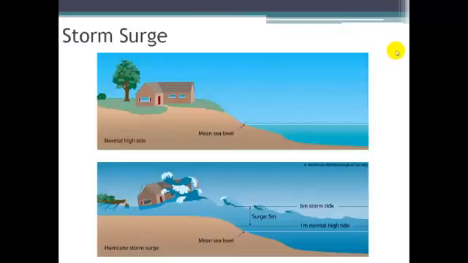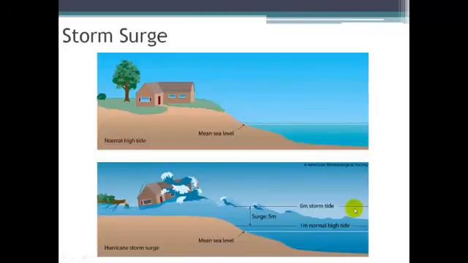So you see the sea during its normal high tide. So here's the mean sea level. The line here is sea level. And we have our coastal area. And then during a storm surge, we have our mean sea level that's being breached by, in some cases, 5 meters. It can go up to about 16 feet. So far above a normal high tide.